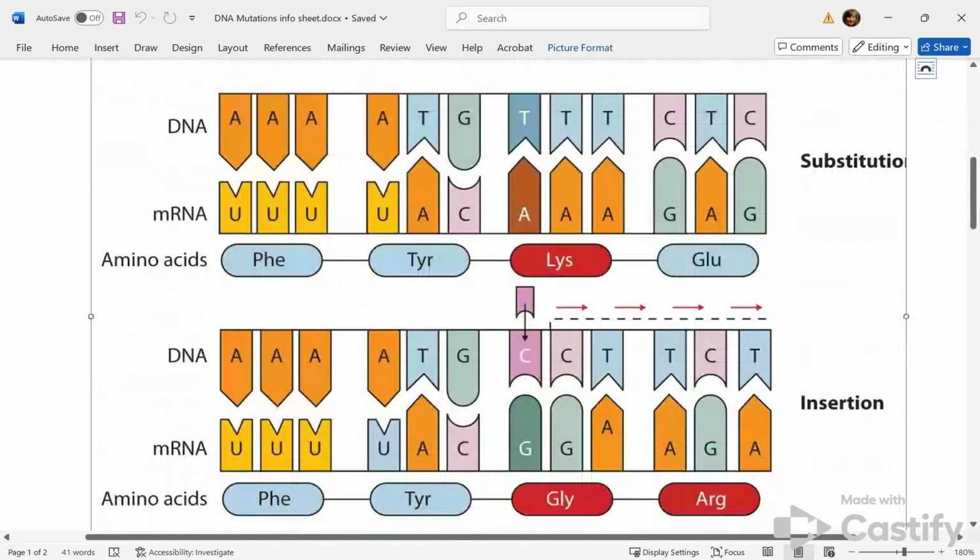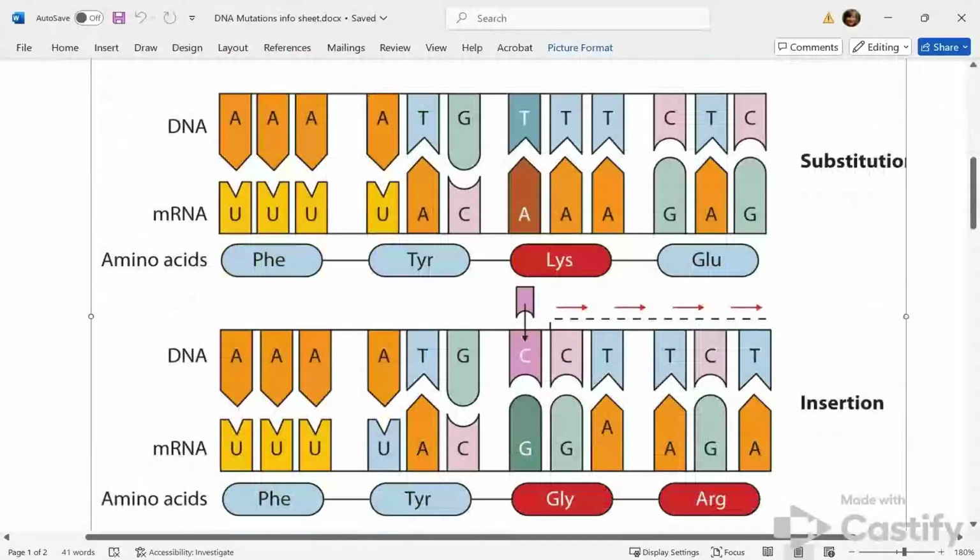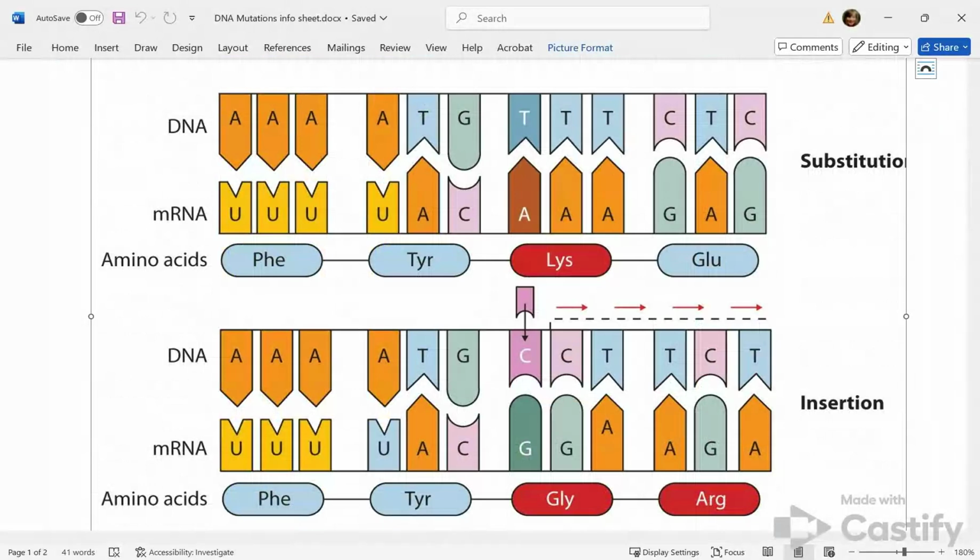All right, so hopefully you can tell that everything is the same except we added a letter. A C was added. So we are supposed to have CTT, CTC, CTT, CTC. But instead we inserted a letter, we added a C, so now we have CCT, TCT. And if we kept going, we would see that all of the reading frames changed.